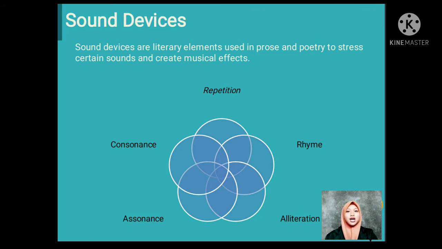Commonly used sound devices are repetition. Repetition is when an author repeats a word, phrase, sentence, or stanza for effect or emphasis. For example here, oh woeful day. Next is rhyme. Rhyme is the repetition of a sound in two or more words or phrases. This kind of rhyming is consciously used for a musical or aesthetic effect in the final position of lines within poems or songs.